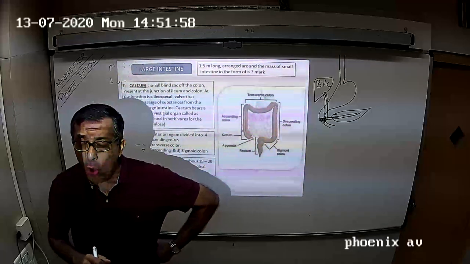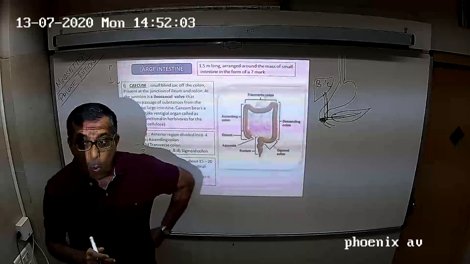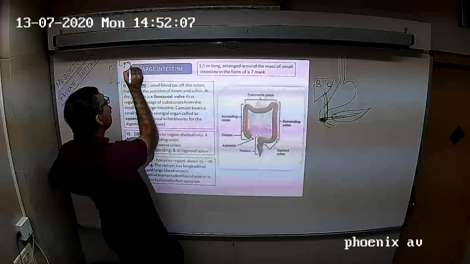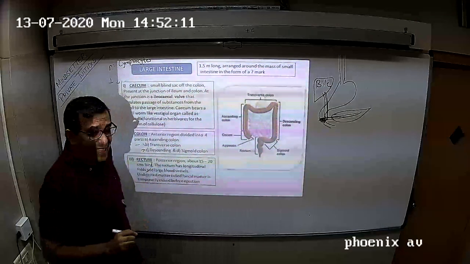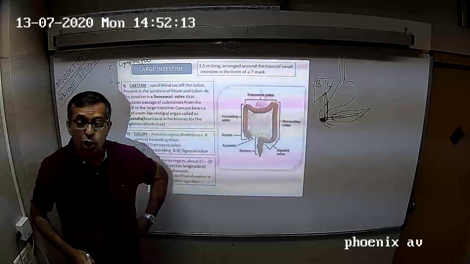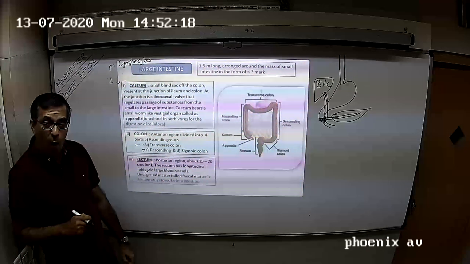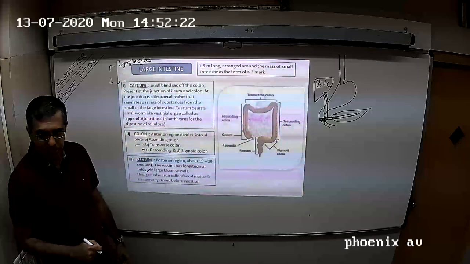Appendix में बहुत सारे WBCs बनते हैं. White blood cells called lymphocytes are produced in your appendix. तो appendix में lymphocytes नाम के white blood cells बनते हैं. It is not completely vestigial.